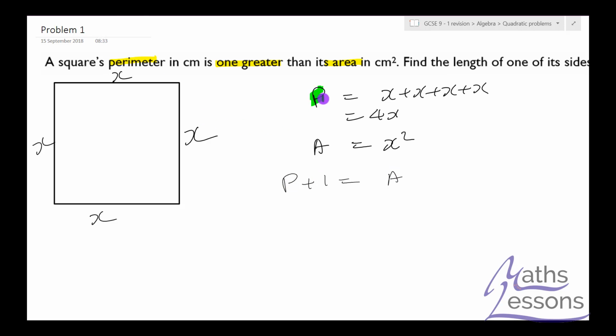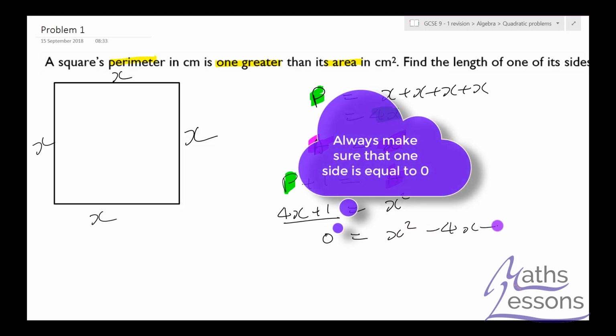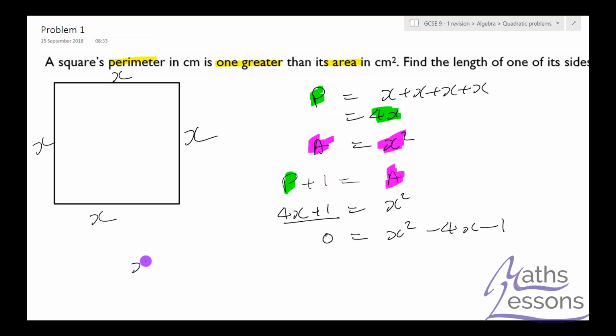And we know that the perimeter is equal to 4x, so I'm going to replace the perimeter with 4x. And I know that the area is equal to x squared, so I'm going to replace the area with x squared. Then we can go on to try and solve this equation. Now remember, with quadratics, you must always get a naught on one side of the equal. So if we take away this 4x and this plus 1, that leaves us naught. X squared, take away the 4x and take away the 1 on this side. So we have the quadratic x squared minus 4x minus 1 equals 0.